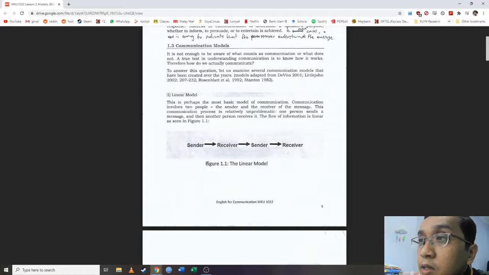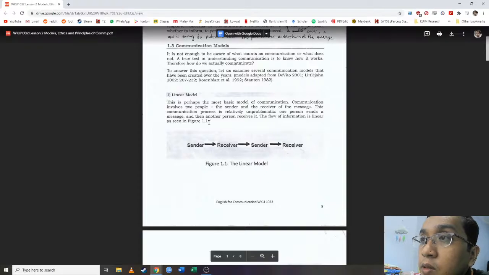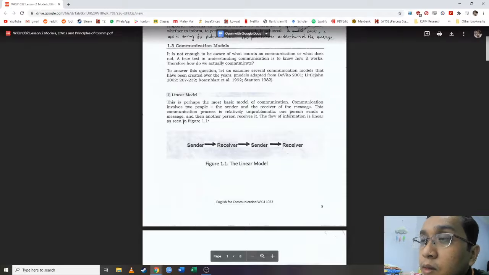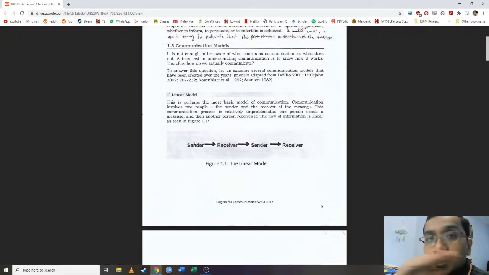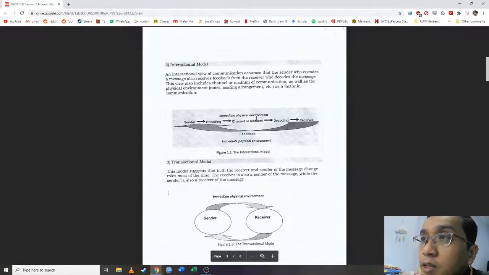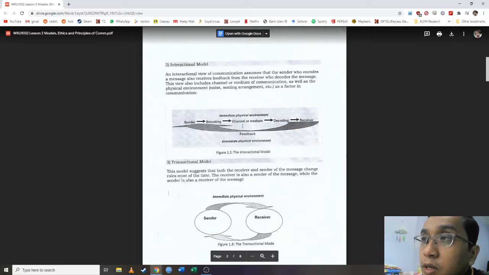Right, so when it comes to the linear model, it's actually very simple. Sender hantar message to receiver, and then the sender sends a message to receiver. So this communication process is relatively unproblematic. Like we can see here, one person sends a message and then another one receives it. So the flow of information is linear. Linear ni maksudnya dia mendatar je tau. Dia macam selari je. Okay, so it's not very flexible, this communication model. Right, so if we go to the next model, which is the interactional model.